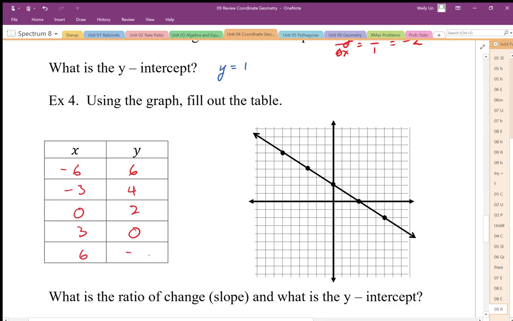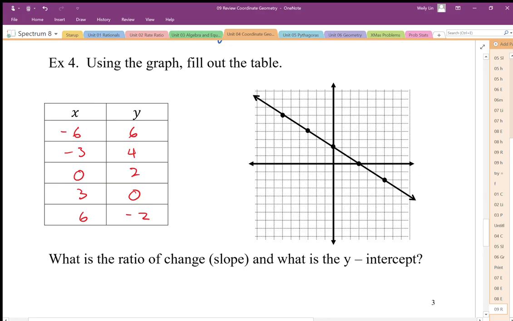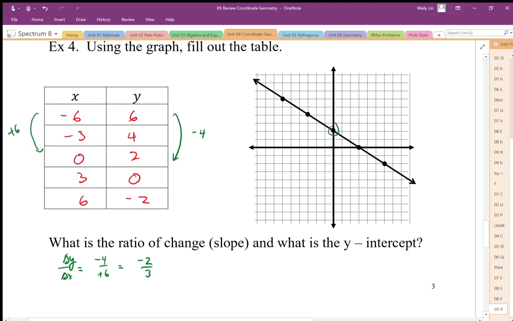6, -2. Okay, and I can come up with my equation given just this picture here by showing my change in x or change in y. That's going to be down 4. In this case, it's going to be +6. So the slope is the change in y over the change in x, -4 to +6, or -2 to 3. The y-intercept is going to be that point there. It's going to be that coordinate, which is at 0, 2.